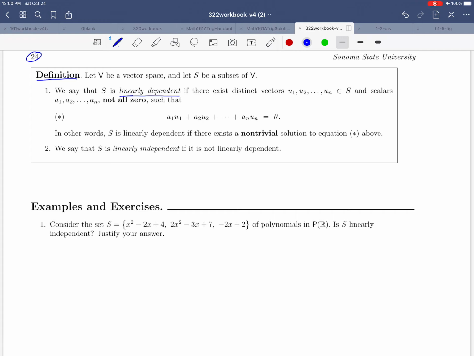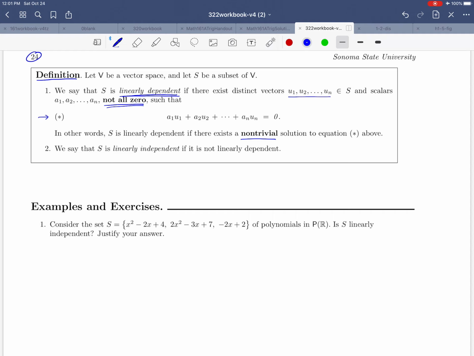So we say that S is linearly dependent if there exist distinct vectors u1 through un in S and scalars a1 through an, not all zero, that's the non-trivial part, such that this equation star is true. So we can kind of summarize this by saying, in other words, S is linearly dependent if there exists a non-trivial solution to equation star.